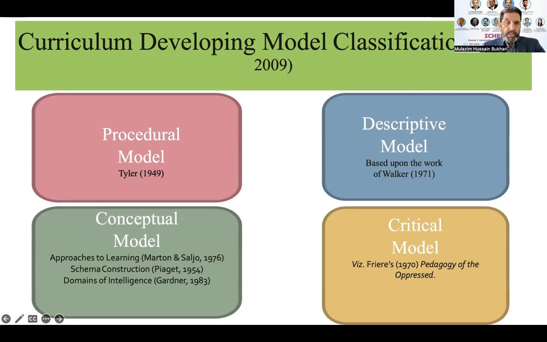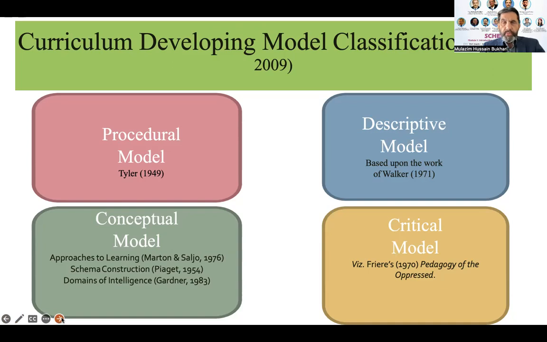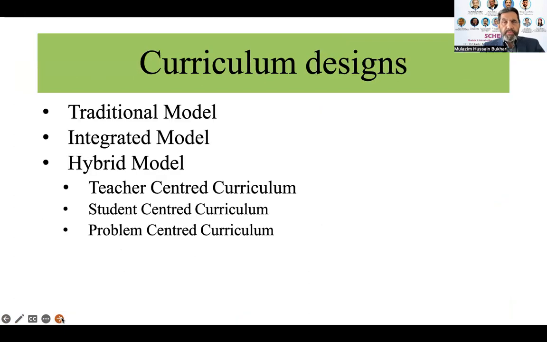In this classification, all the previously discussed models are synchronized in 4 processes. These are the different models: objective model, Lewis model, interactive model, Kerr model, Saylor model, Taba model. So these are different models which have been running for the last 82 years in different institutions.